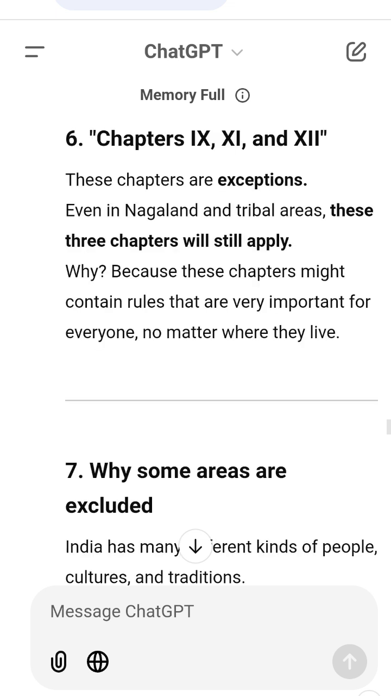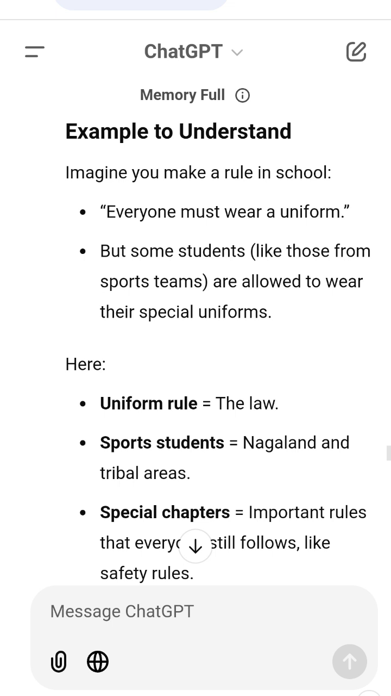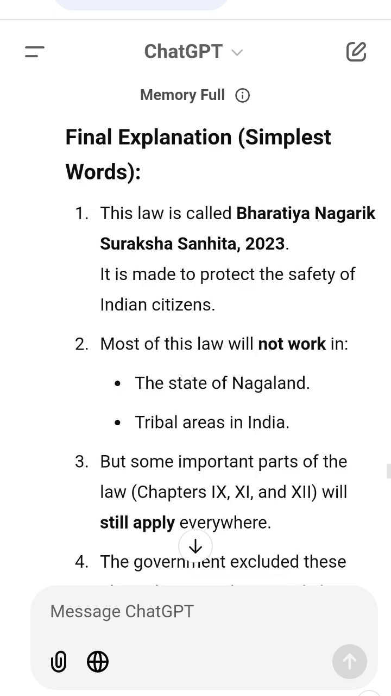Example to understand. Imagine you make a rule in school. Everyone must wear a uniform. But some students, like those from sports teams, are allowed to wear their special uniforms. Here, the uniform rule is the law. Sports students are Nagaland and tribal areas. Special chapters equal important rules that everyone still follows, like safety rules.